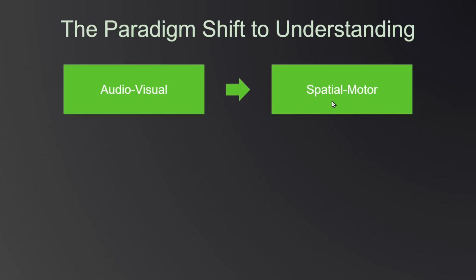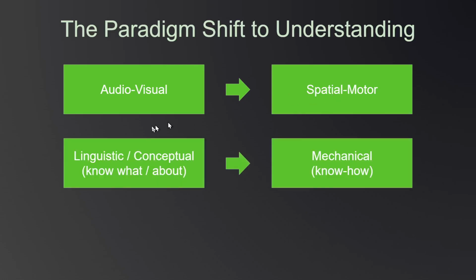It's not just that you see something, it's the reality that what you see represents. And that is a spatial motor construct. So it's not just linguistic and conceptual, like what you know and what you know about. It's a lot the mechanical, the know-how.